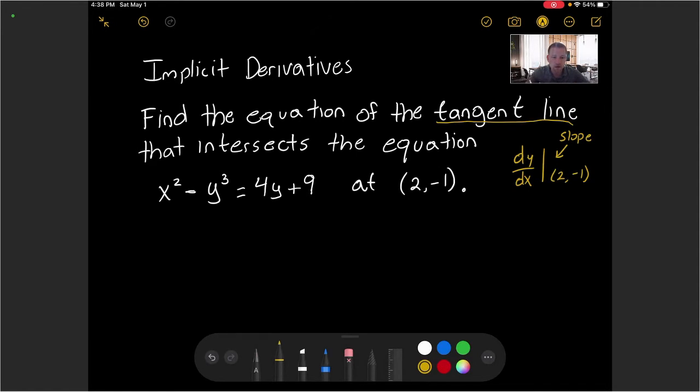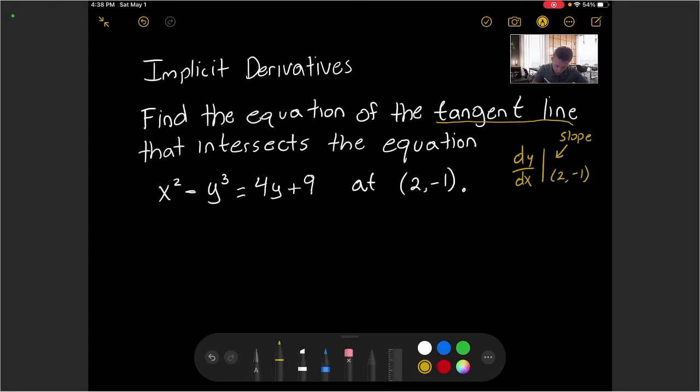So this is the overall goal to start with. Then we can fill in the other details of the tangent line. So let's start with finding the derivative, evaluating it at our point, and then we'll take a look at constructing the equation.